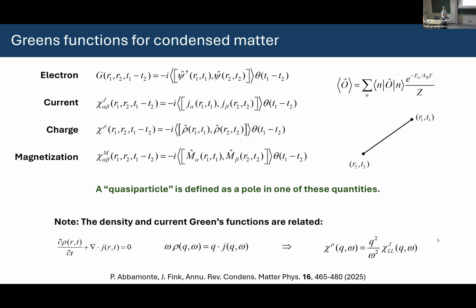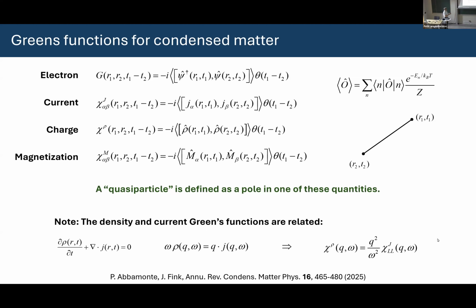There is a current response. So if J is an operator for the local current, then this tells me if I disturb the current at R2, what's the amplitude that current disturbance propagates to R1. This is a matrix because the current is a vector, so it has 3 components in the perturbation and in the measurement. So that's the second one. There's another one, which is the charge one, which is just disturbing the charge density at R2 and asking how that propagates to R1.